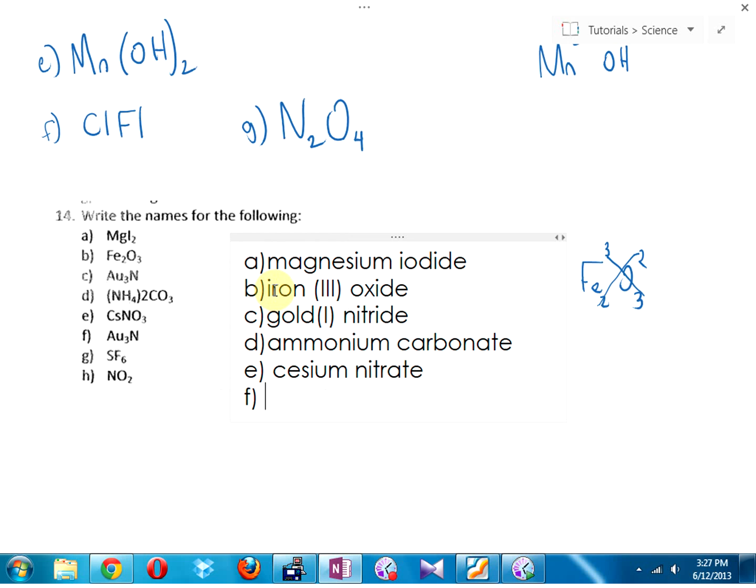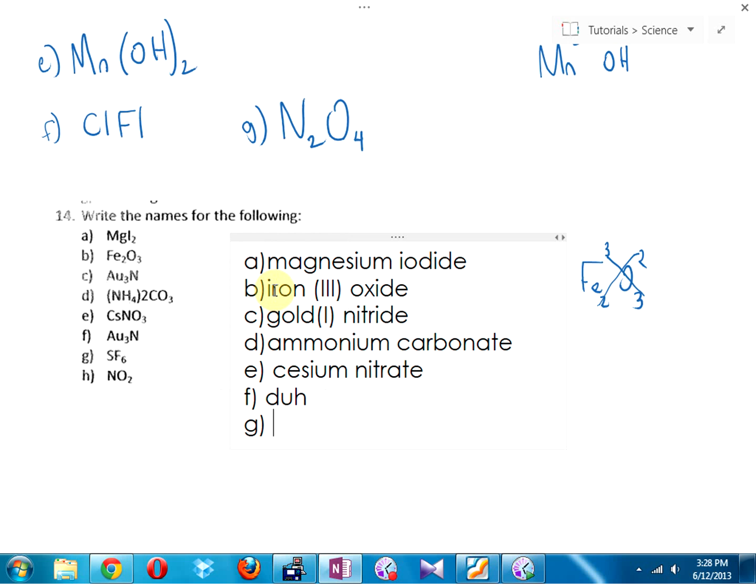This is still ionic, yes? F and C are the same one, aren't they? G. Sulfide or sulfur. Okay, first of all, ionic or covalent? Covalent. How do you know? 2 nonmetals. Okay, prefixes. How many sulfurs do you see in the formula?